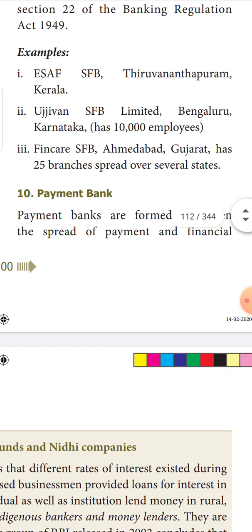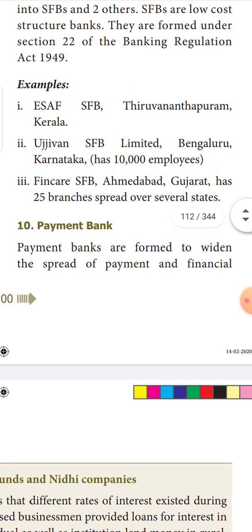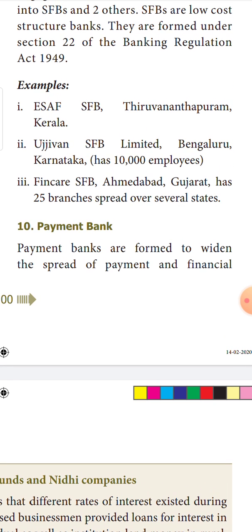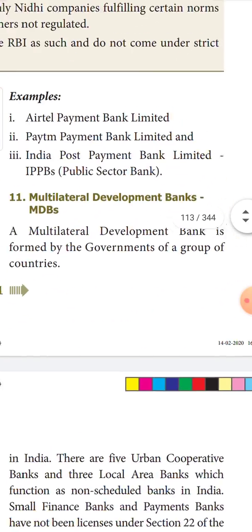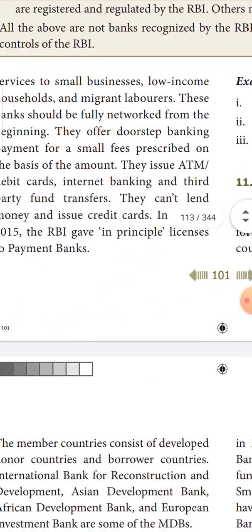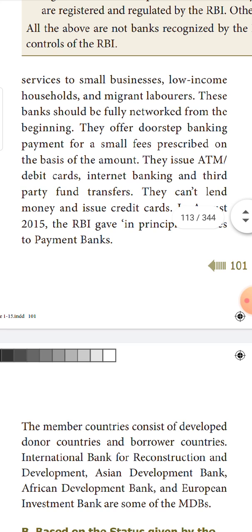Next is payment banks. See, payment banks are of recent origin, where widespread payment and financial services have to be given to small businesses and low income households and migrant people. See, you have to have payment at your doorsteps. You want to buy something, and at the doorsteps you want the payment to be made. So to facilitate that, these payment banks are set up.